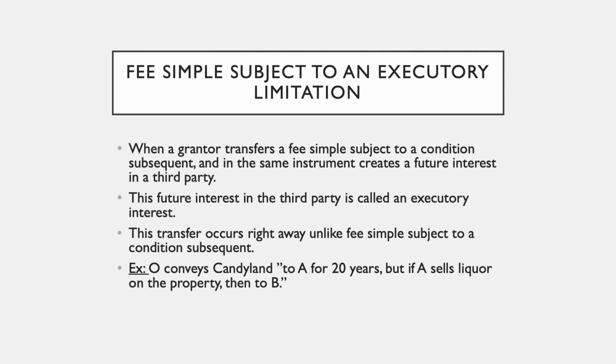O conveys Caney land to A for 20 years, but if A sells liquor on the property, then to B. So let's say that A does sell liquor on Caney land before the 20 years is up. Then it'll automatically go to B because A violated that condition, right? And so in this case, B would technically have an executory interest.